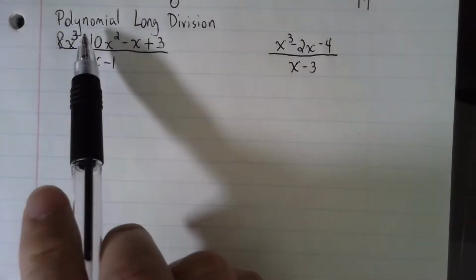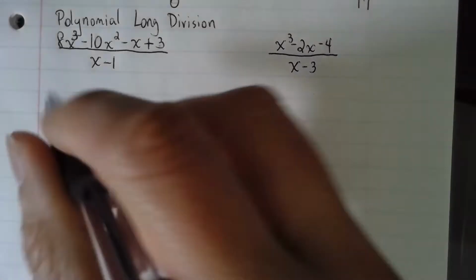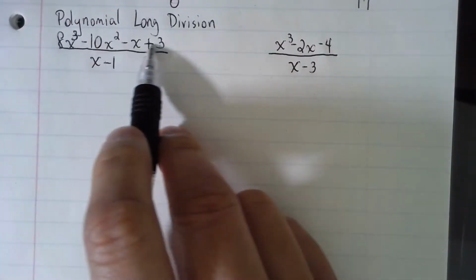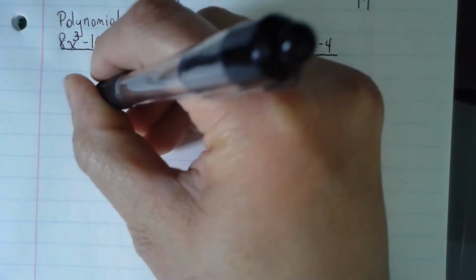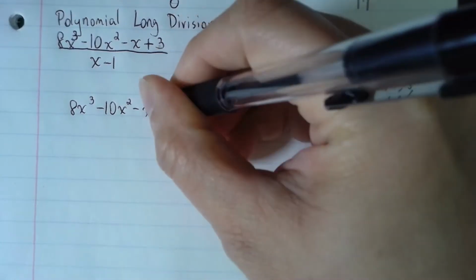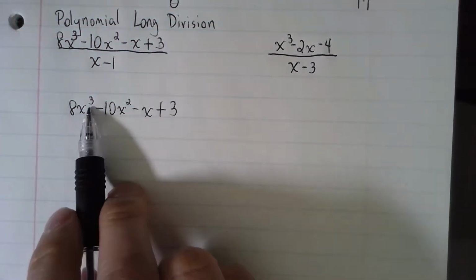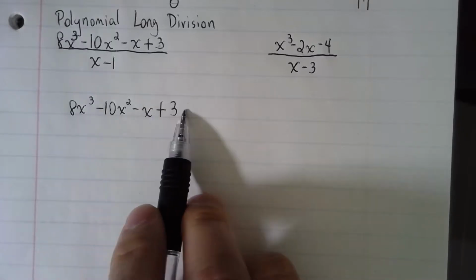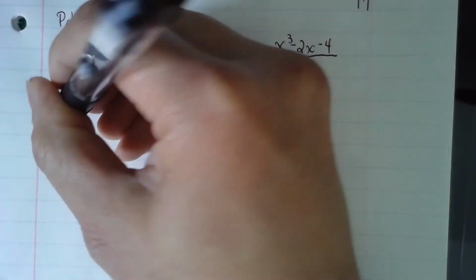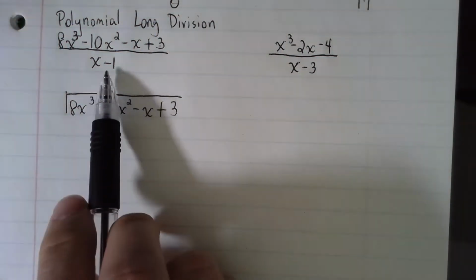We are talking about how to divide polynomials using long division. So we're going to take right here this 8x cubed minus 10x squared minus x plus 3, and make sure they are in the correct order from the highest exponent to the least, and make sure nothing is missing. And we are dividing that by the divisor, which in this case is x minus 1.